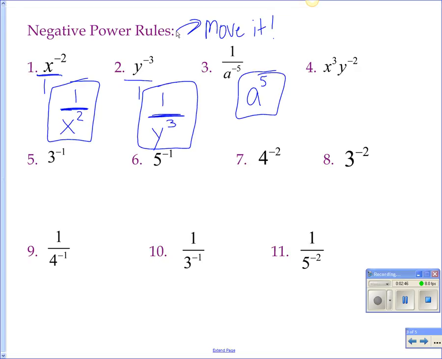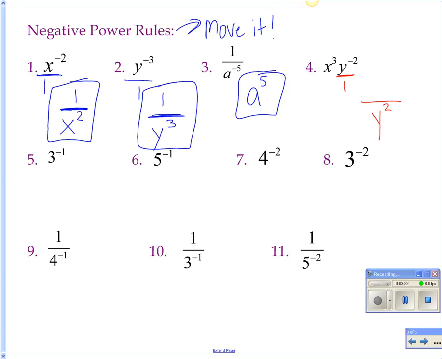Guys. Number 4 has 2 things I have to treat separately. Remember, I do my x's and my y's separately. What number is with x? Positive 3. If it's positive, you don't move it. You don't want to move something that's positive. If things are going well, you want to stay. The x stays. The y has to move because the y is negative. We want to make it happy. Right now it's sad. We want to make it happy. So we want to move the y to the bottom. So in my answer, y is going to go on the bottom. It's going to be positive 2.